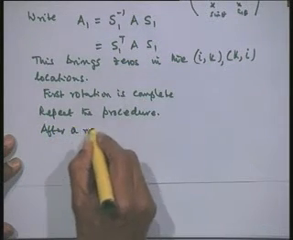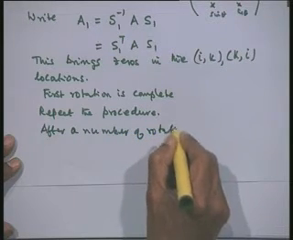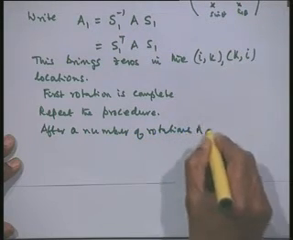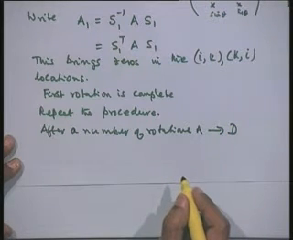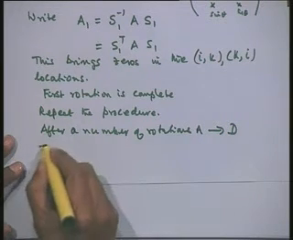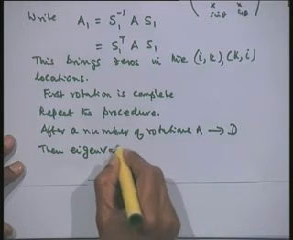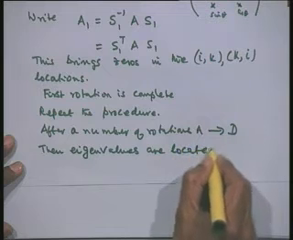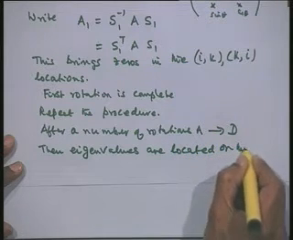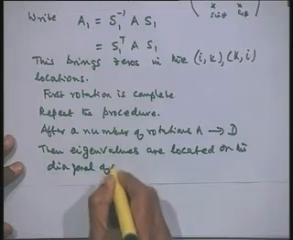After a number of rotations, A goes to D. Then eigenvalues are located on the diagonal of D.